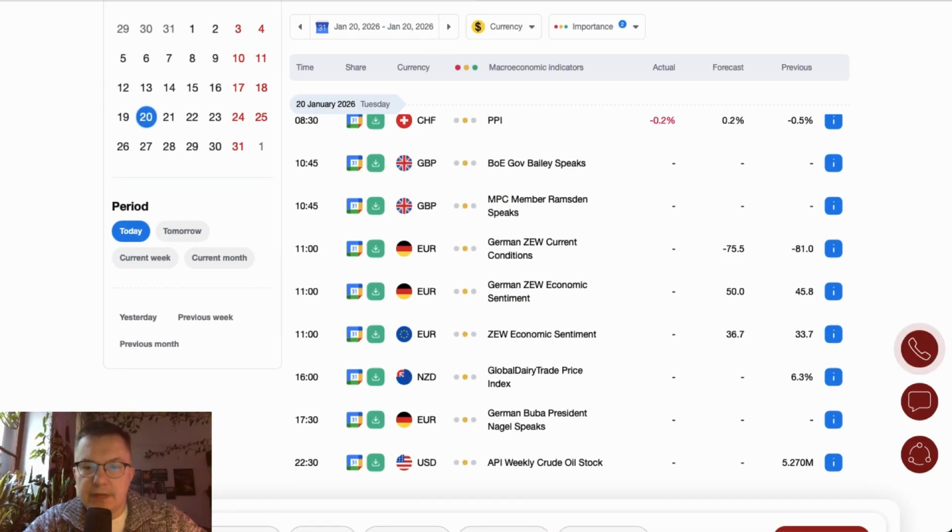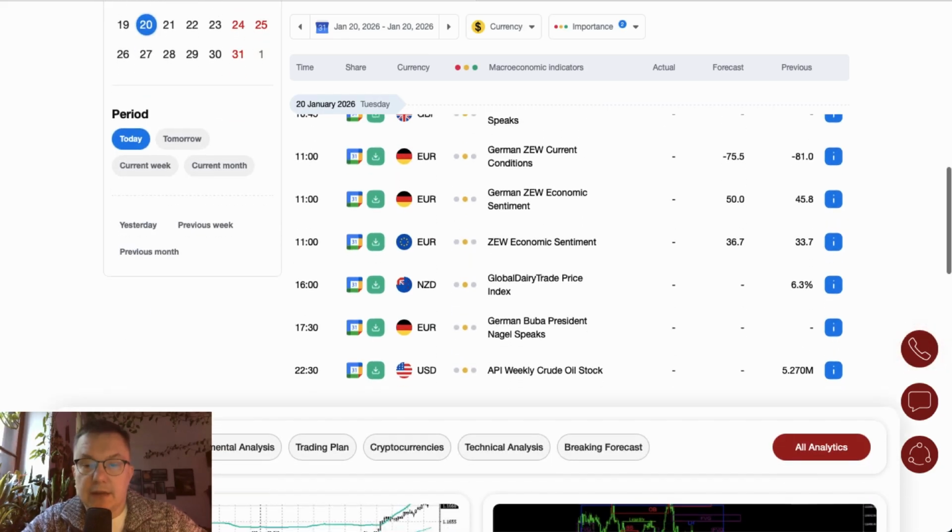Bank of England Governor Bailey will give a speech at quarter to 11. Then MPC member Ramsden will give a speech at the same time as well. At 11 o'clock, we will have the current conditions and economic sentiment data from Germany, together with the economic sentiment data from the Eurozone. Global daily trade price index is scheduled for release at 4 o'clock.